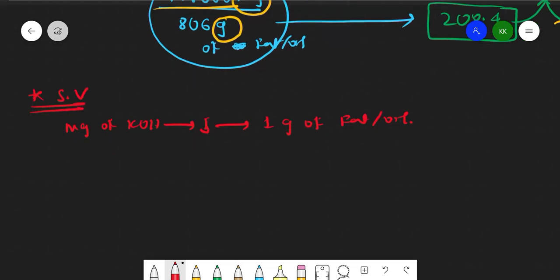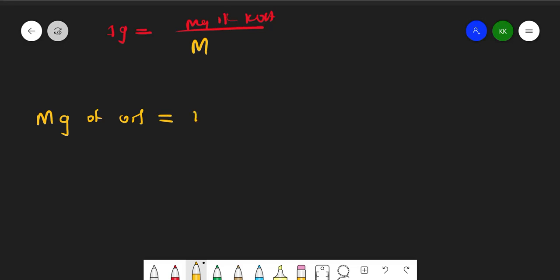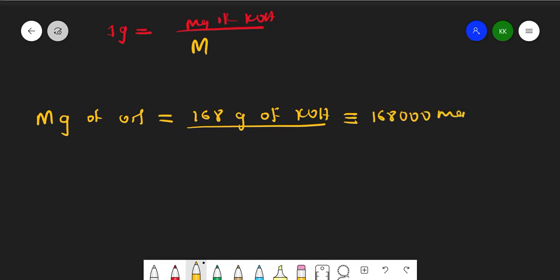So 1 gram of fat or oil requires milligrams of KOH divided by its molecular weight m. Can I give you the formula like that, or simply, I will tell like this: m gram of oil requires 168 gram of KOH, but I want this in milligram, so I'll take it as 168,000 milligram of KOH, like that I'll tell, right?